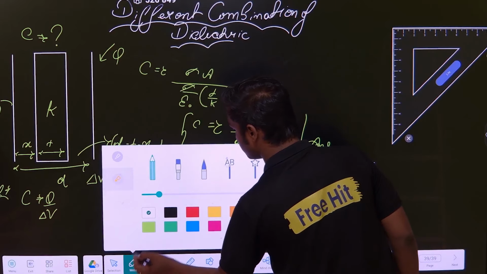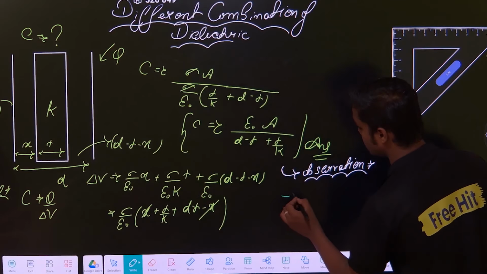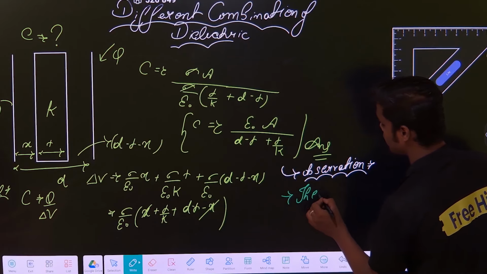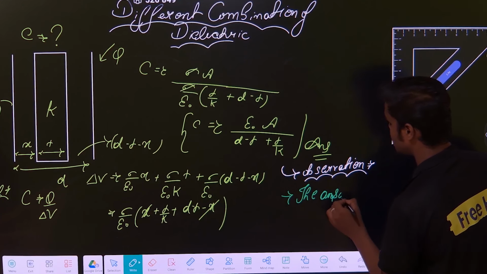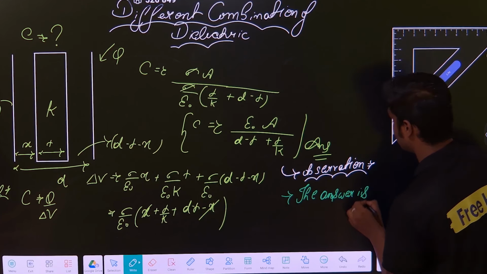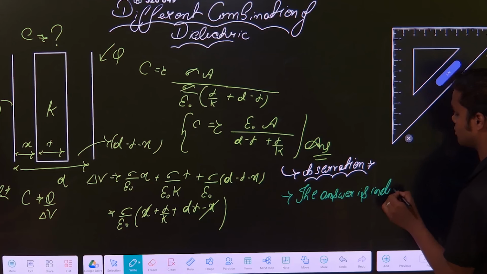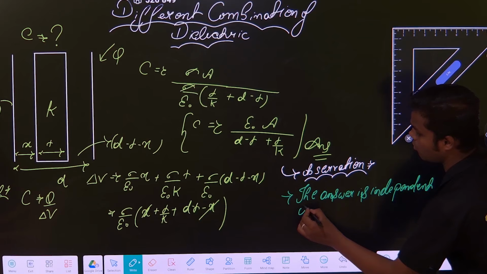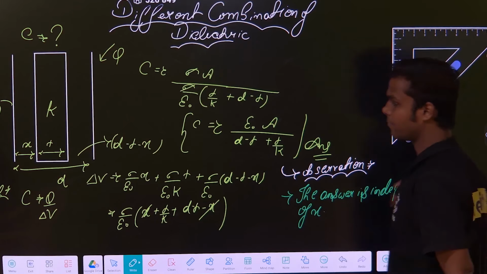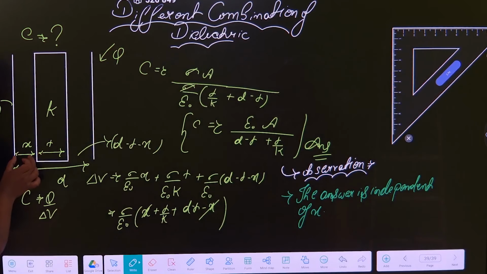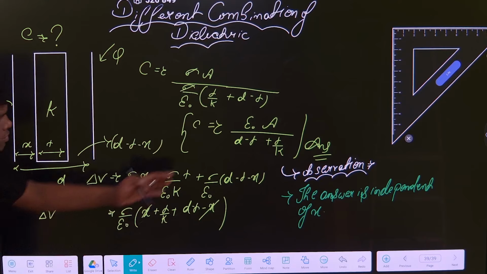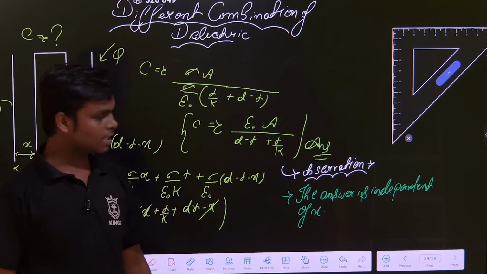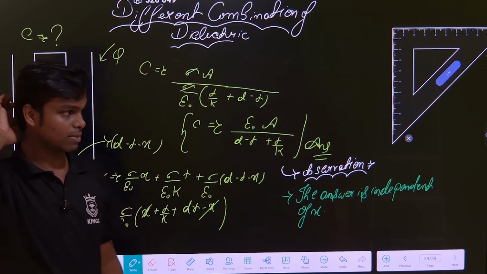So the first observation we can make is that the answer is independent of x. It does not matter what the value of x is. If I keep the dielectric here, here or here, it doesn't matter, the answer will remain the same. That is the first observation we can make.